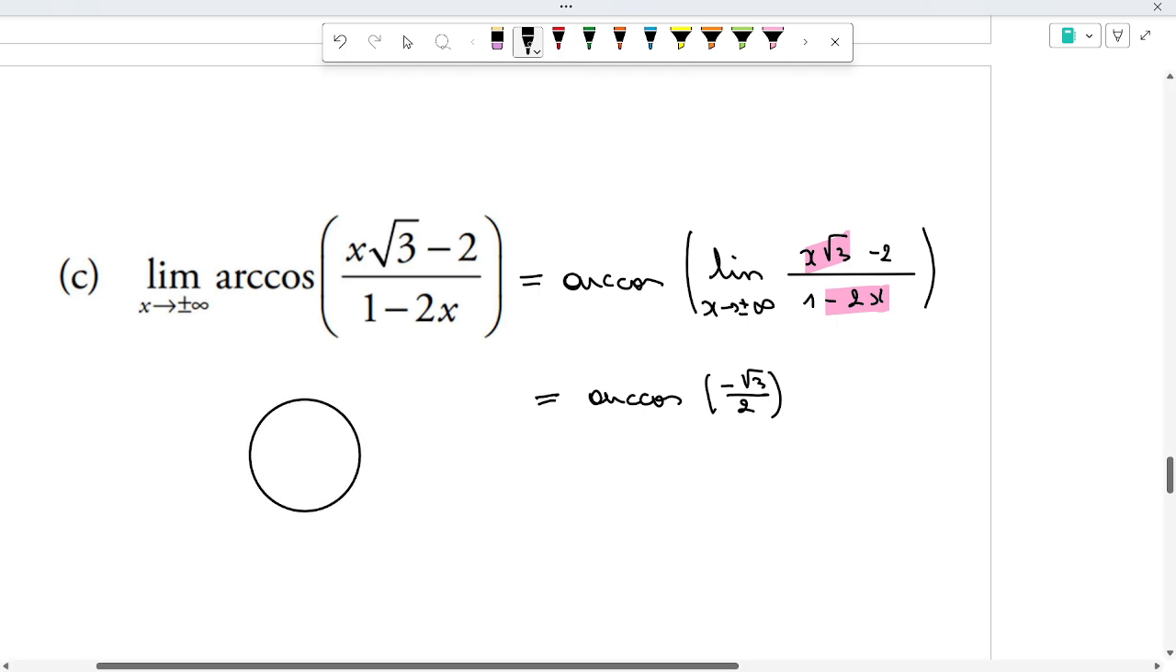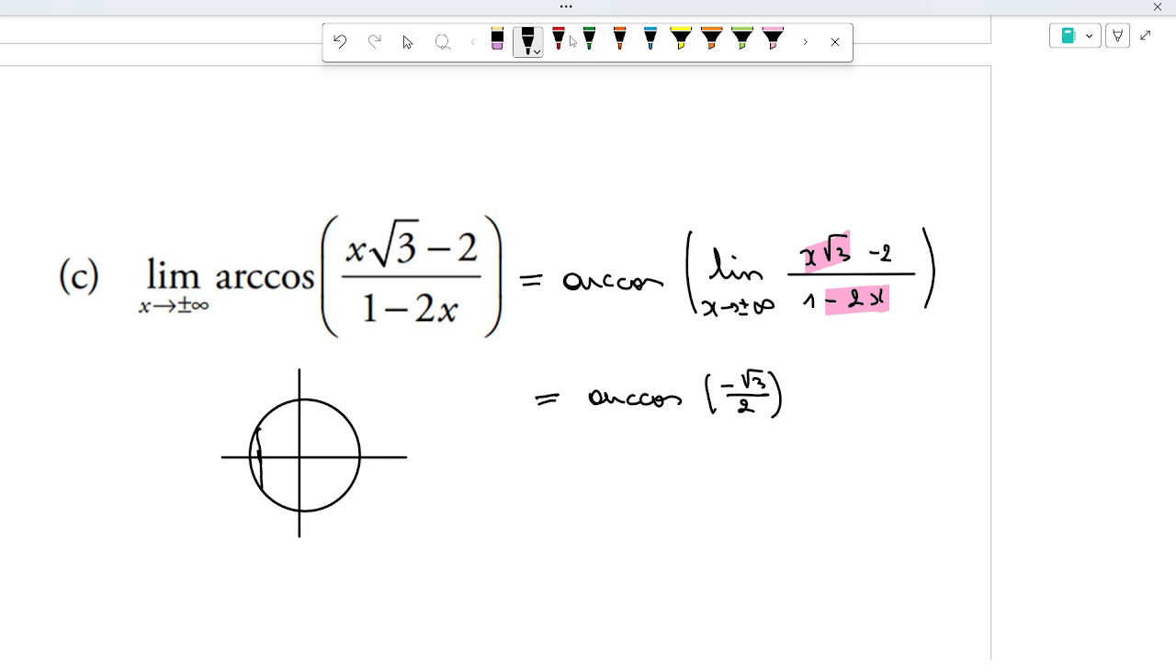This looks like a circle. The question is, find an angle whose cosine is negative square root 3 divided by 2, negative square root 3 divided by 2 on the x-axis. We know that there are a lot of solutions, but it's our arccosine function. We need to find an answer between 0 and pi. So there's only one solution.